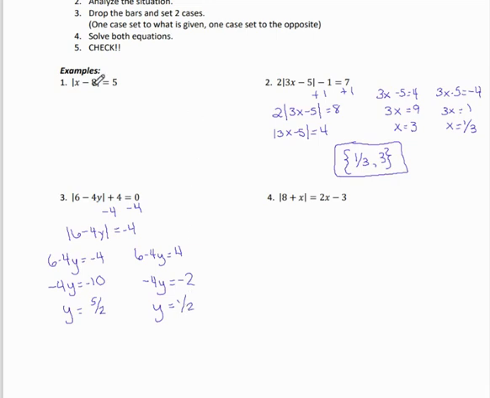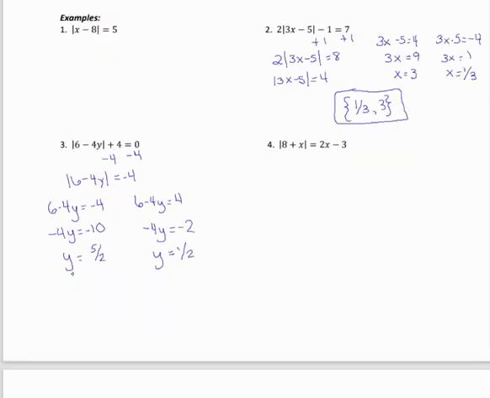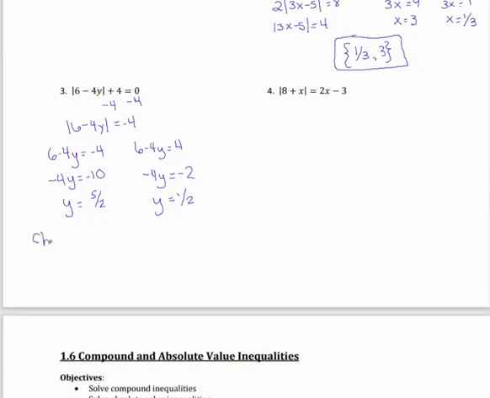Remember, the solutions always need to be checked. So let's check these. Let's actually plug them in. If I plug in 5 halves here, let's scroll down a little so we have room. I would have the absolute value of 6 minus 4 times 5 halves plus 4. And we want to know, does that equal 0? So we'll solve that. This gives me the absolute value of 6 minus 10 plus 4. Again, does that equal 0?